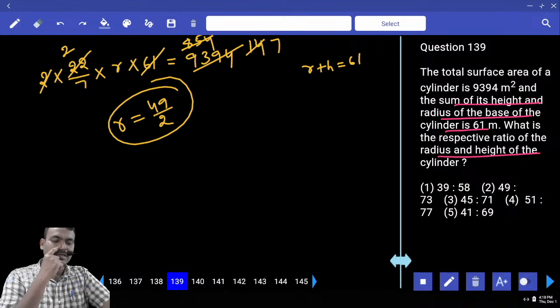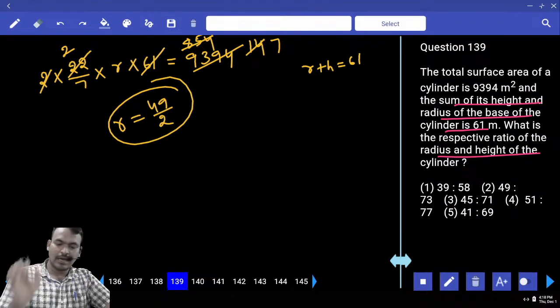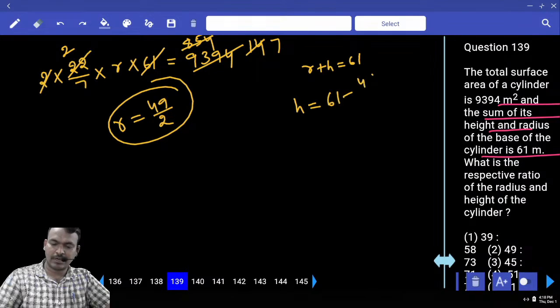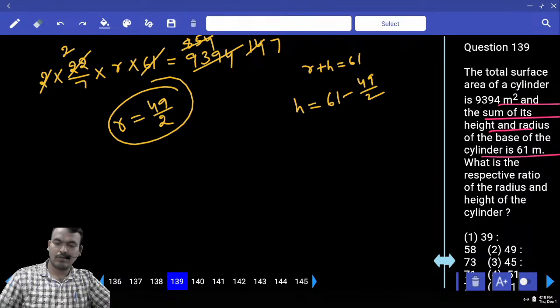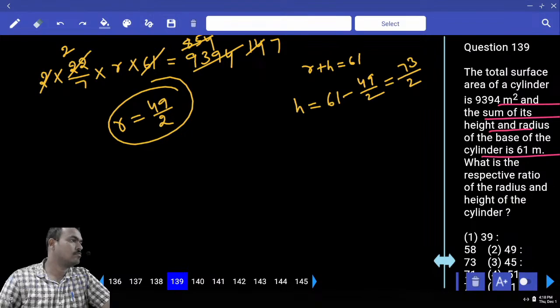22, 11 2 times. 11 8s are 88. 11 5s are 55. 11 4s are 44. Again, 61, how many times? 14. Next, 2, how many times? 14, 7 times. R equals 49 by 2. Substituting the R value, we get the H value. H equals 61 minus 49 by 2. 2 into 61 is 122. 122 minus 49, that is 73 by 2.